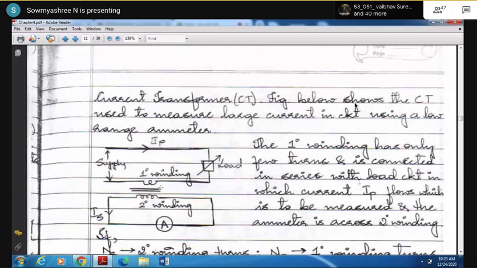Once again, please observe the winding part. In the case of CTs, the primary winding has very few turns compared to the secondary winding. So the number of turns in the primary winding is smaller compared to the secondary winding. In the case of CTs, please concentrate on this diagram.